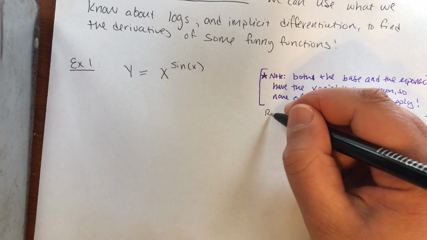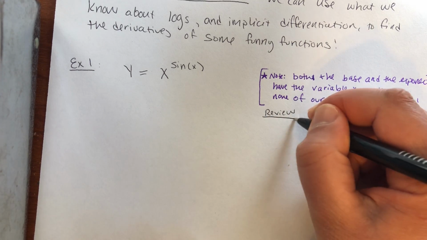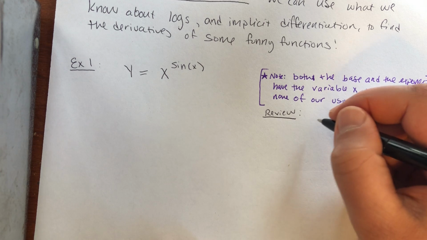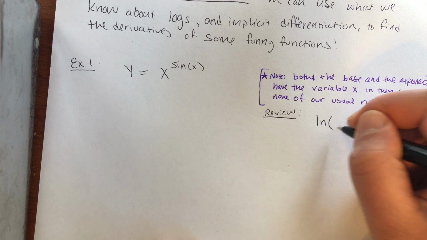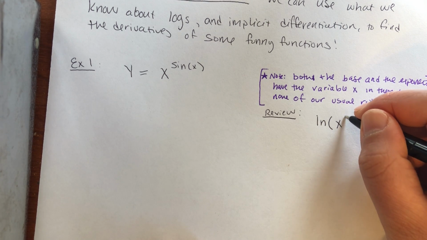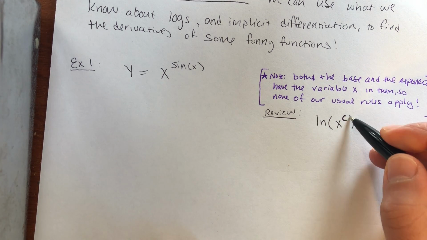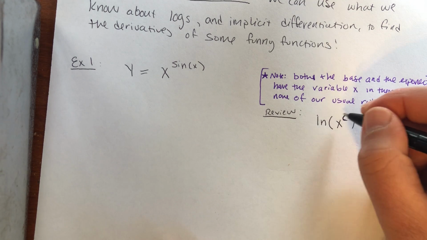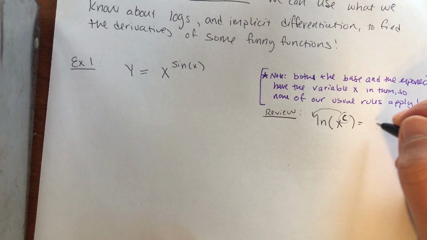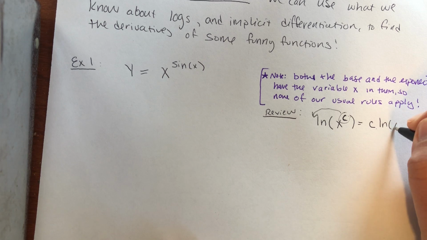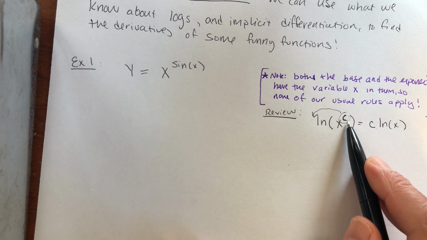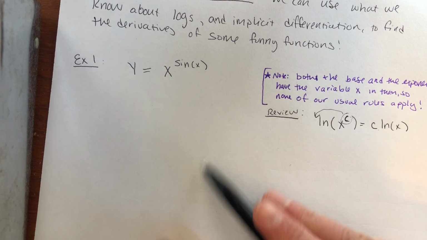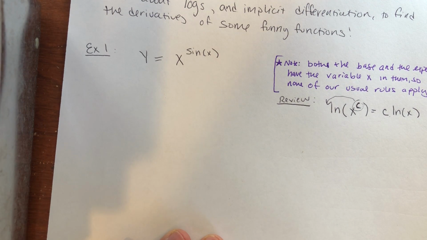So, as a quick review, for anyone who's forgotten anything about logs, or perhaps everything about logs, one thing to know is if you're taking the log of x raised to some power c, c doesn't even have to be just a real number, it can be anything, it can be its own function. You can pull that c down in front as a coefficient. So ln of x to the c power is equal to c times ln of x. This is a fact that we're going to use whenever we use logarithmic differentiation.